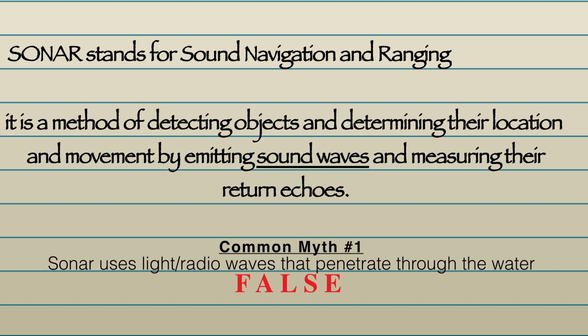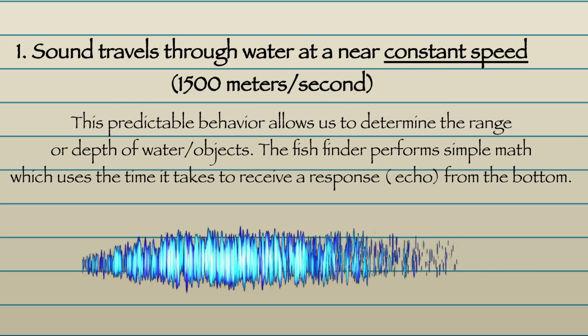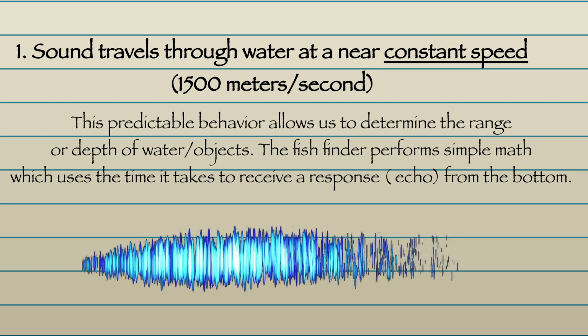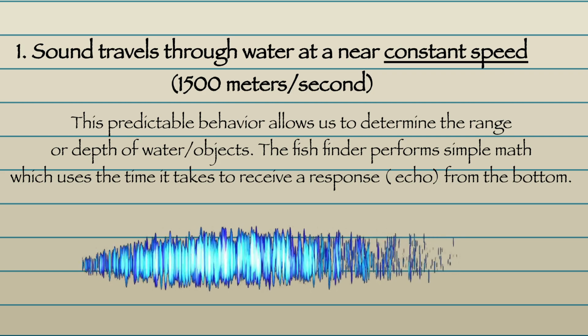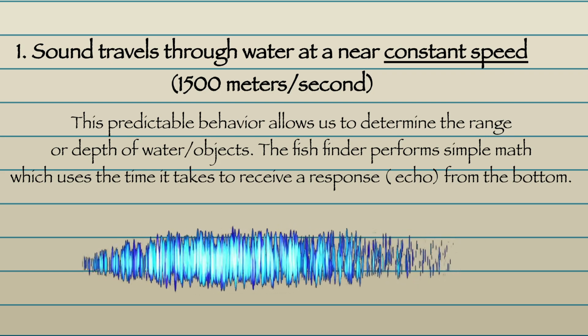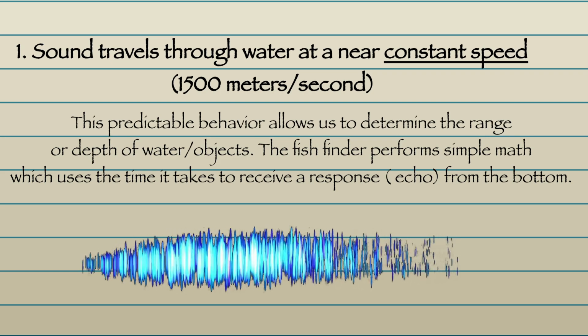So this brings me to my first common myth. Sonar uses light or radio waves that penetrate through the water. I've heard this multiple times repeated. This is just blatantly false. Sonar uses sound. Another important property of sound is that it travels at a near constant speed. So this predictable behavior allows us to measure the depth of the bottom and or nearby objects by performing simple math.